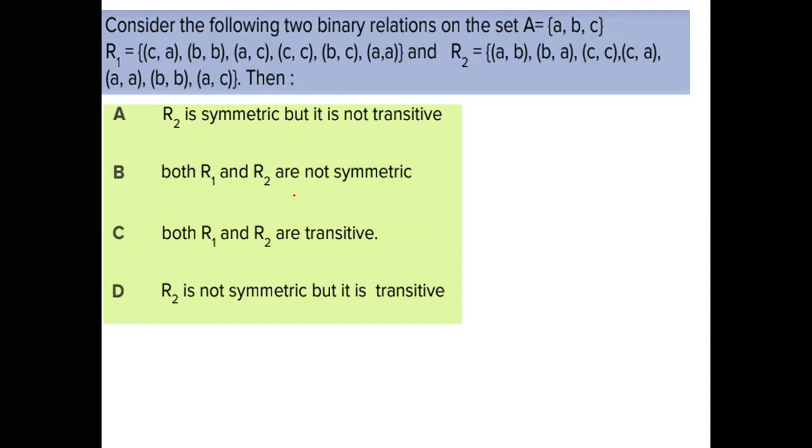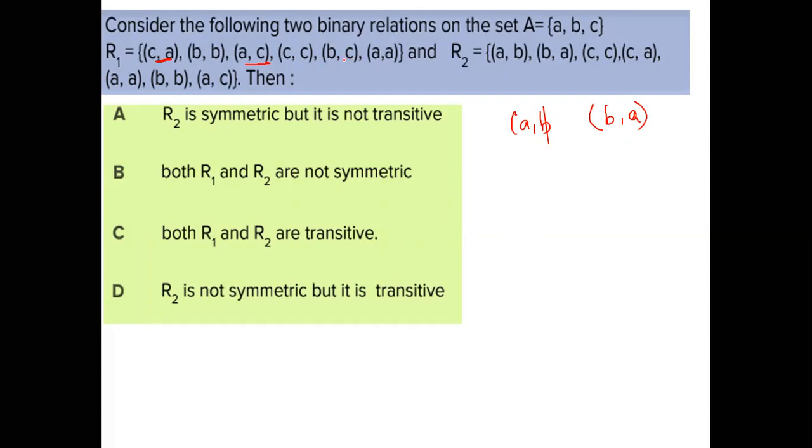So we'll start with symmetricity. We'll see whether R1 is symmetric. What does symmetric mean? If (A, B) is there, you should also find (B, A). So if you see the first term, (C, A) we have, can you find (A, C)? Yes. Then (B, B), the reverse is itself, so it is there. (C, C) I have, the reverse is itself. (B, C) I have. Can I find (C, A)?